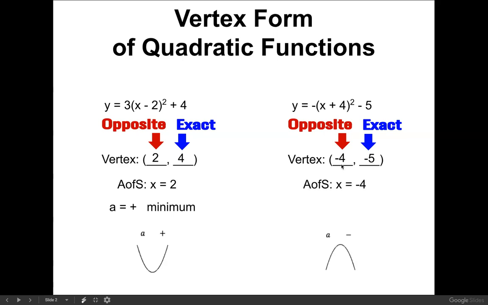Our axis of symmetry will be the same as the x value of our vertex, or the h value, so negative 4. And looking back at our a value, we see that it is a negative, so that means we are going to have a maximum for our vertex. Our graph will open down when that a is negative, and the vertex will be the highest point, or a maximum.